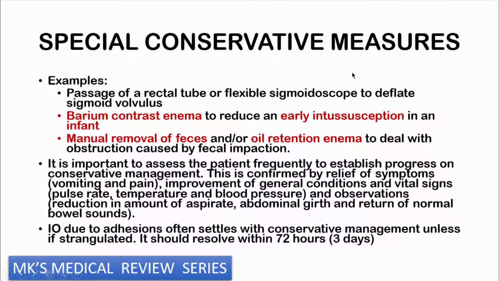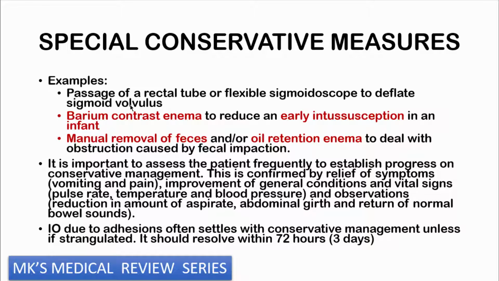Then some special conservative measures. We may sometimes manage this person conservatively. Like, for example, if you want to pass a rectal tube or a flexible sigmoidoscopy to deflate the sigmoid volvulus, sometimes you may do a barium contrast enema to reduce an intussusception in the early phases, like for example in an infant that you do not necessarily want to operate on. If there's an impaction, you want to remove the feces manually, or you can do an oil retention enema to reduce the obstruction.